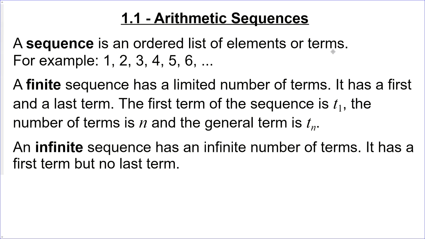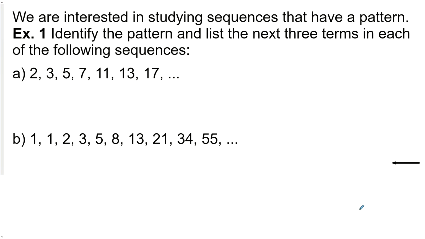The first term of the sequence we're going to call T subscript 1, but some textbooks use A. The number of terms is n, and the general term is T with a subscript n. An infinite sequence has an infinite number of terms, so it has a first term but no last term. We are going to be only interested in sequences that have a pattern.